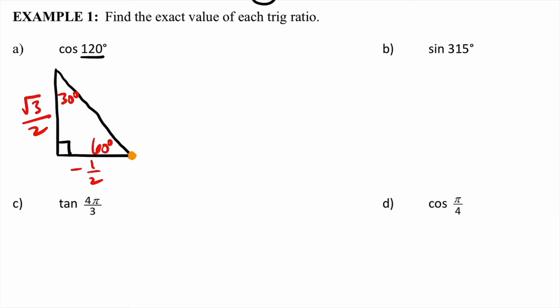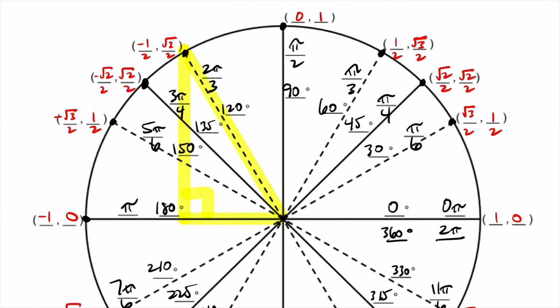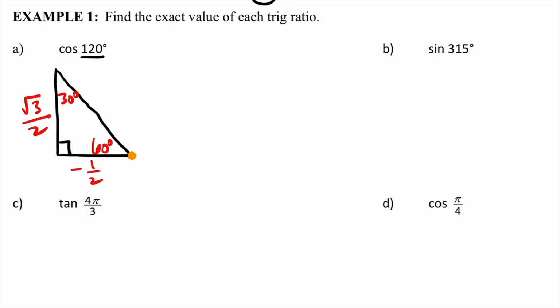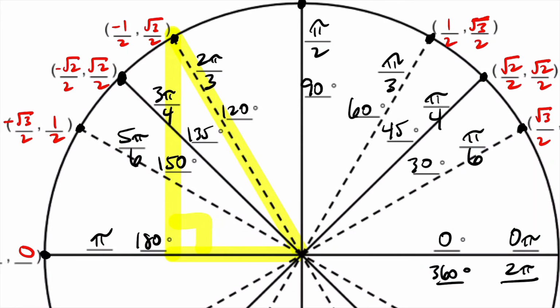That's what we spent all day yesterday in class finding, those coordinates all around the unit circle. So we're going to use them today. Okay. What is the hypotenuse? We actually know the hypotenuse. It's always going to be 1, because it goes from the center to the edge. So the hypotenuse today will always be 1.